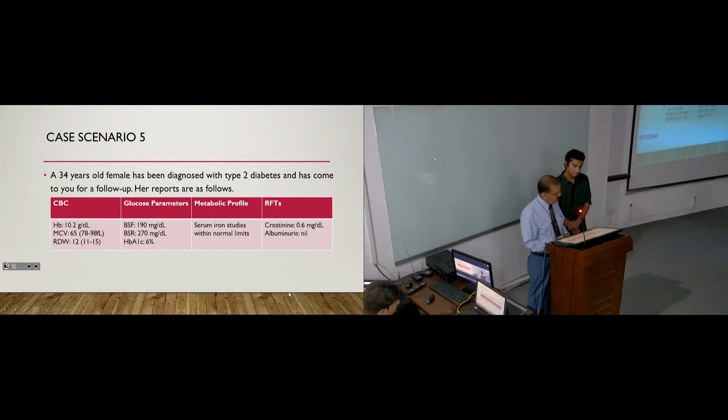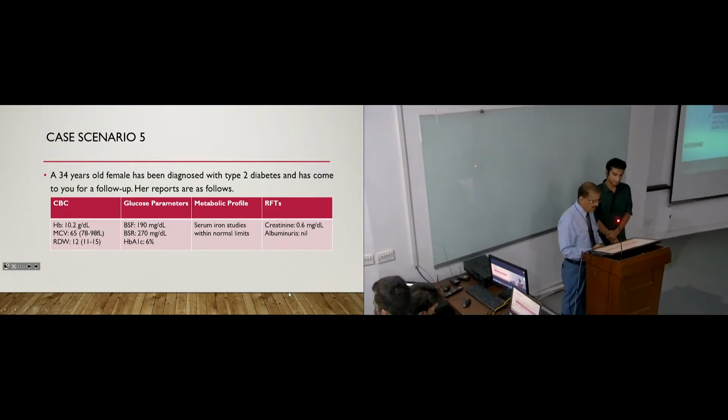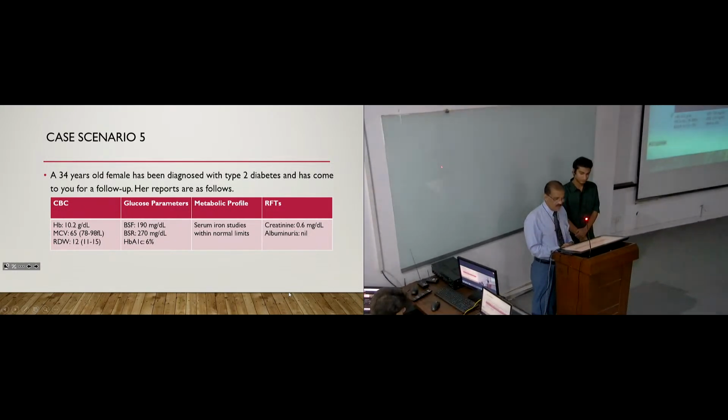CBC: Hb 10.2 grams per deciliter, MCV 65 as against 78 to 98, and RDW is 12, which is normal. Okay, this is hypochromic microcytic anemia with narrow RDW. That might give you a clue. Glucose parameters: fasting sugar 190, random blood sugar 270, A1C 6%. All right. Serum iron studies within normal limits, creatinine 0.6, no renal disease, and albuminuria nil.